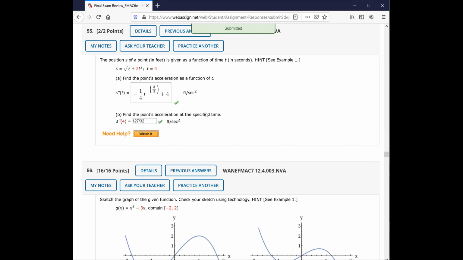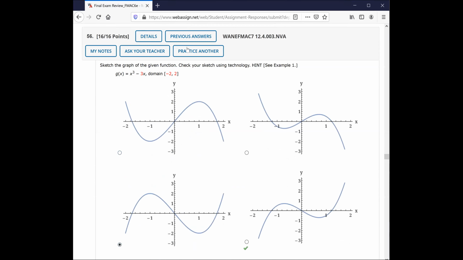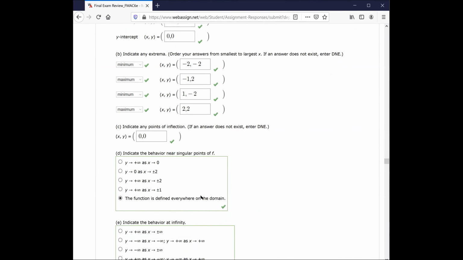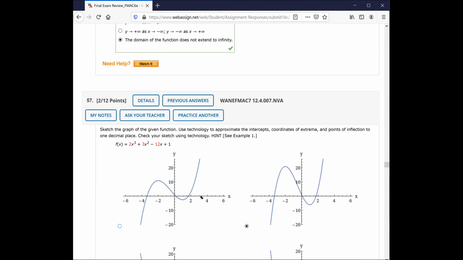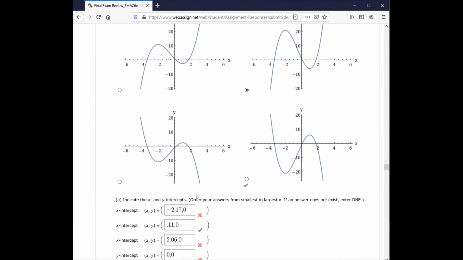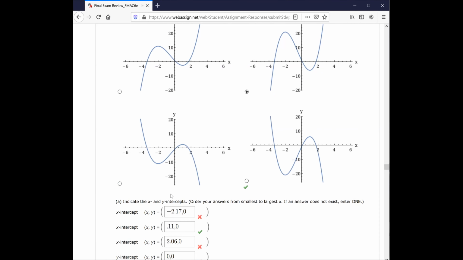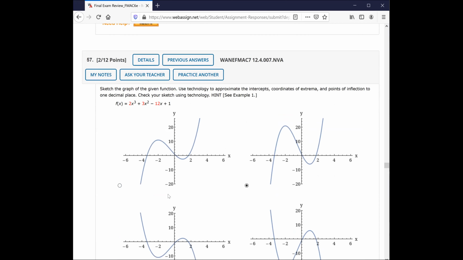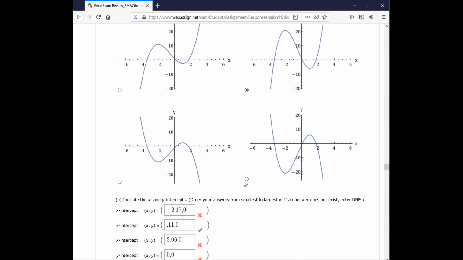Okay, 56 is to graph this. I don't think you need any help with that. I already did all these. That's the next one I was confused. For some reason, I couldn't figure out how to get all that stuff. I was tracing the intercepts on the graph, and for some reason, I don't know.